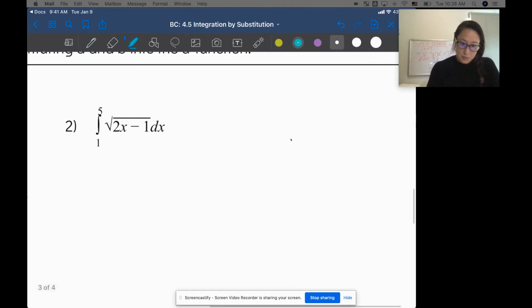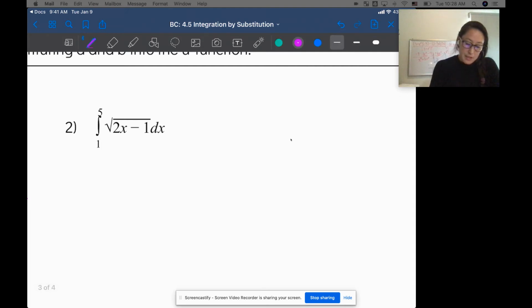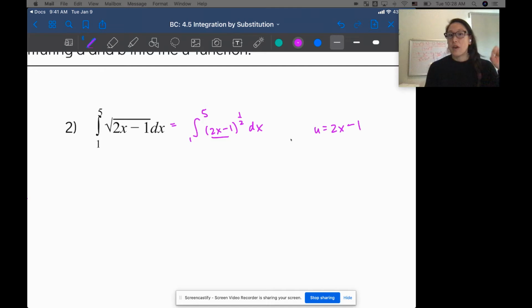All right, let's do number 2. So it looks like we have a definite integral, so I'm going to have to change the bounds. And I know that this is the integral from 1 to 5 of 2x minus 1 to the 1/2 power dx. So the inside looks like 2x. I know that I can take the antiderivative of u to the 1/2 power, so I want to swap out that 2x with u. So du is equal to 2 dx. dx is equal to du over 2.